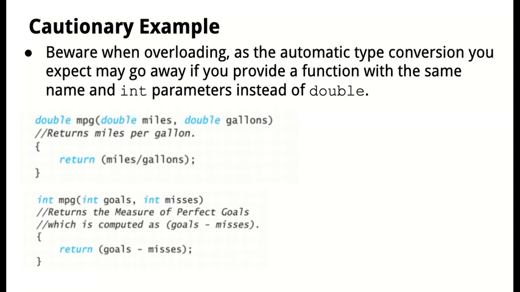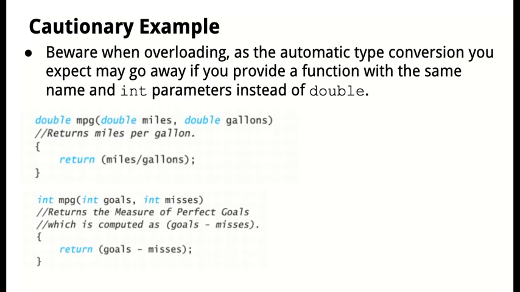So let's say in this example, which is pretty far-fetched, you had an MPG function for calculating gas mileage that would take in miles and gallons both as doubles. And then you had another function for the measure of perfect goals, where you took in goals and misses as int values. If you did the function call mpg(200, 7), intending to find your gas mileage for a 200-mile trip where you use 7 gallons of gas, it would unfortunately go to the second function definition that has the two int parameters.